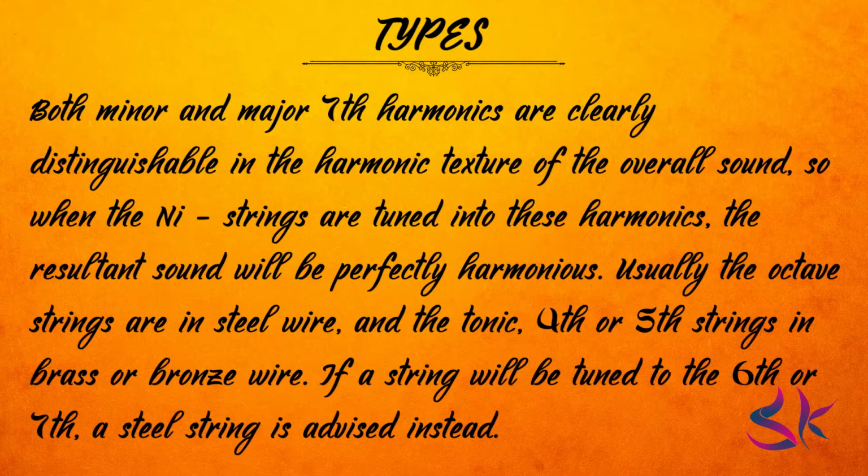Both minor and major 7th harmonics are clearly distinguishable in the harmonic texture of the overall sound. So, when the Ni string is tuned into these harmonics, the resultant sound will be perfectly harmonious. Usually, the octave strings are in steel wire and the tonic 4th or 5th strings in brass or bronze wire. If a string will be tuned to the 6th or 7th, a steel string is advised instead.